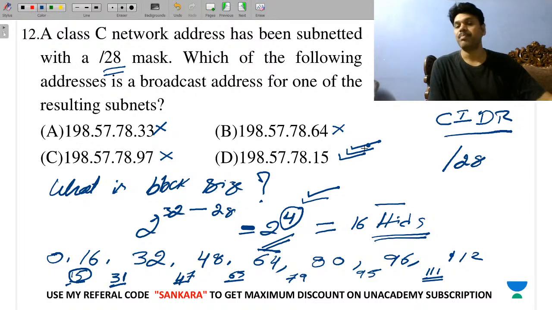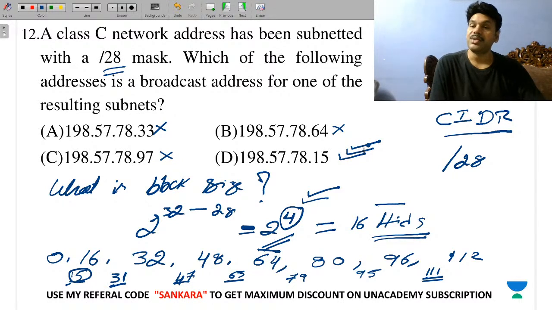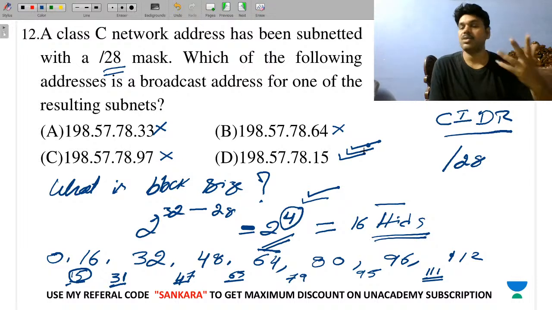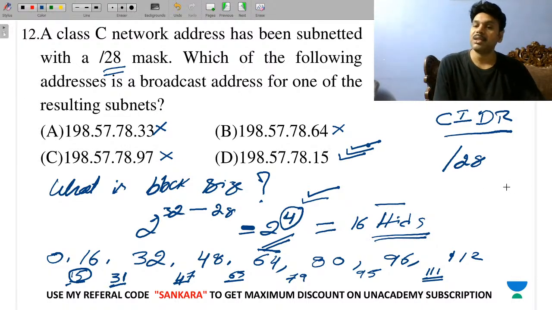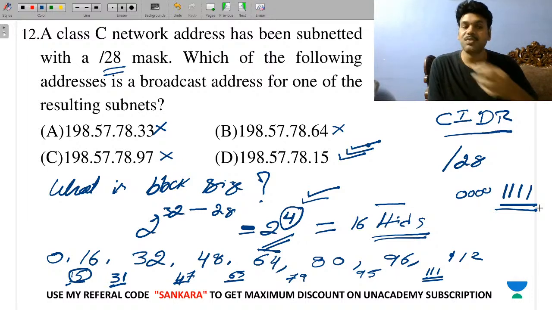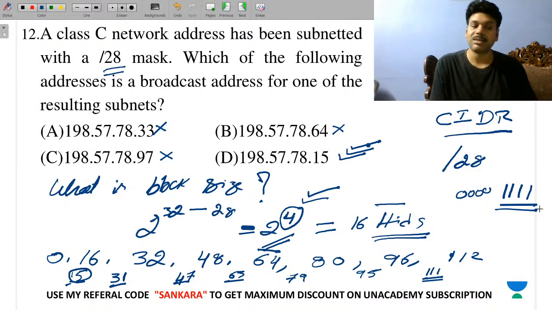This is one way. Otherwise, write 15 in binary and see whether the last 4 bits are ones or not. You will also get the same. 15 is nothing but 1, 2, 3, 4 ones and the remaining are zeros only. So the last 4 bits are ones. Hence you can confirm that it is the subnet broadcast address. If the last 4 bits are zeros, it is the subnet ID.